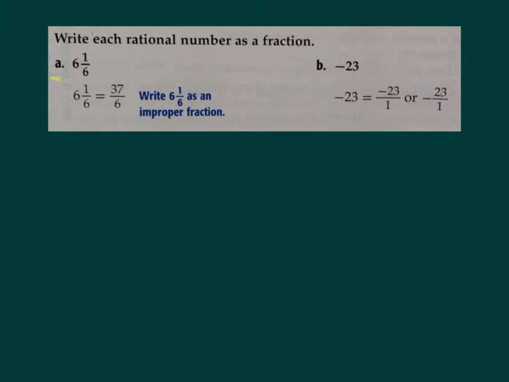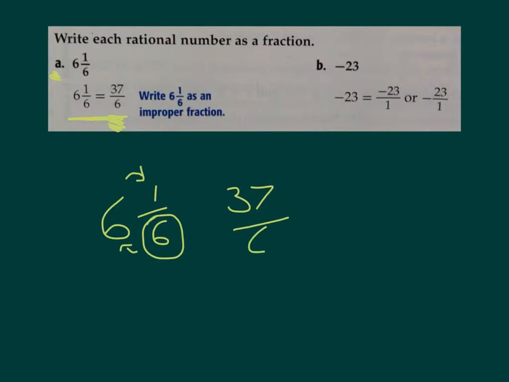If we have a mixed number like letter A here, 6 and 1/6, okay, you can see they've given us the answer, and the answer here as a fraction is 37/6. Now, to get that, remember the way to do that is you take your denominator and you times it by the whole number. Okay, so in this case, it's 6 times 6 is 36, and then you add the numerator, plus one more would be 37/6.